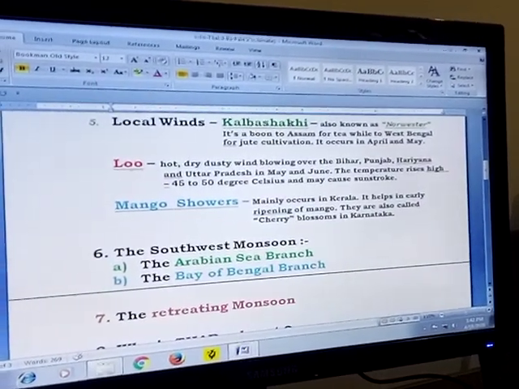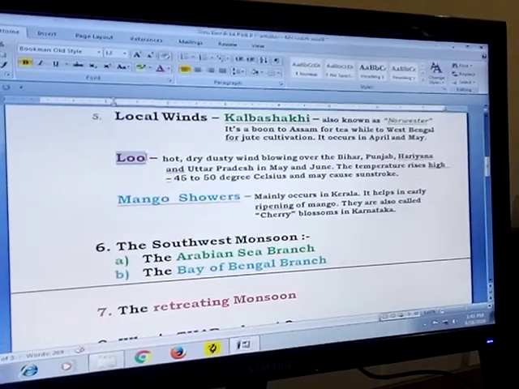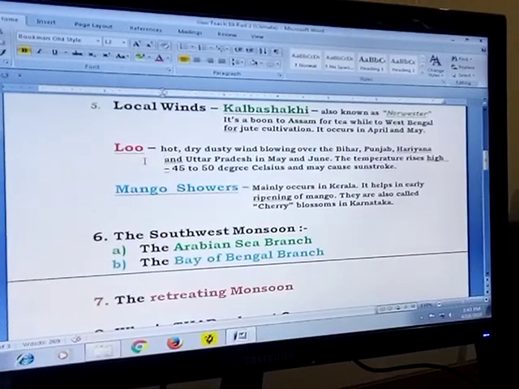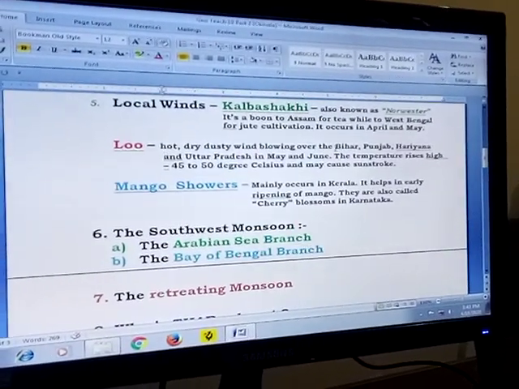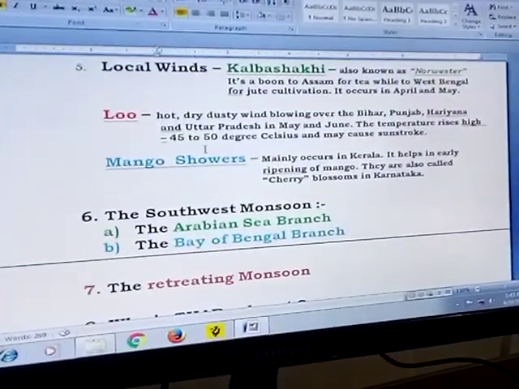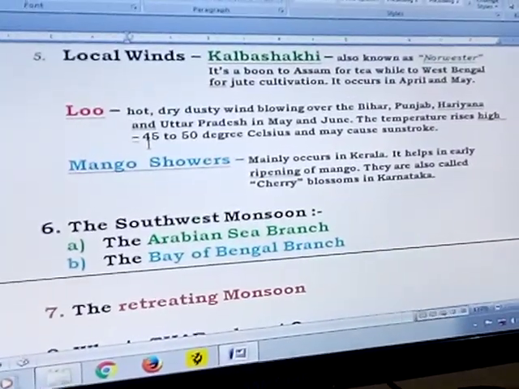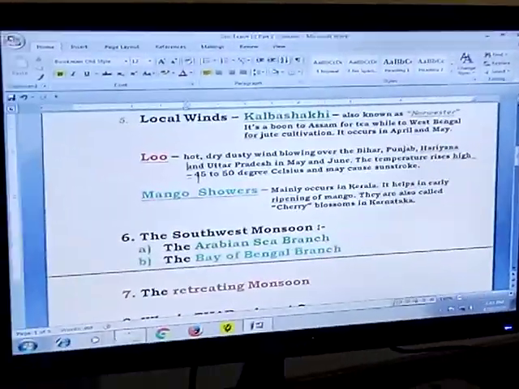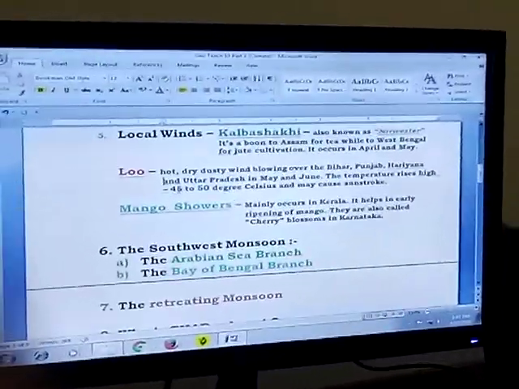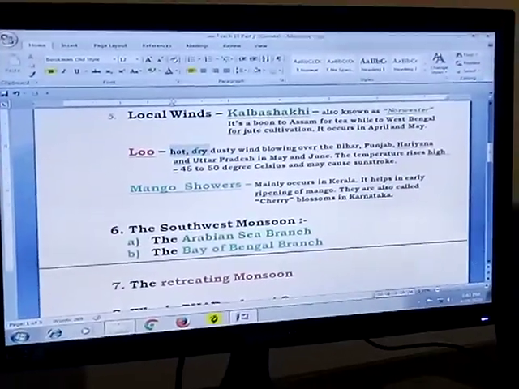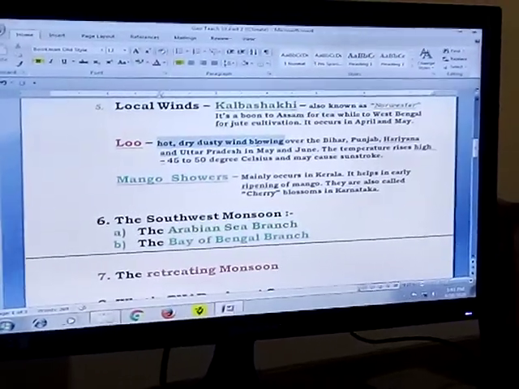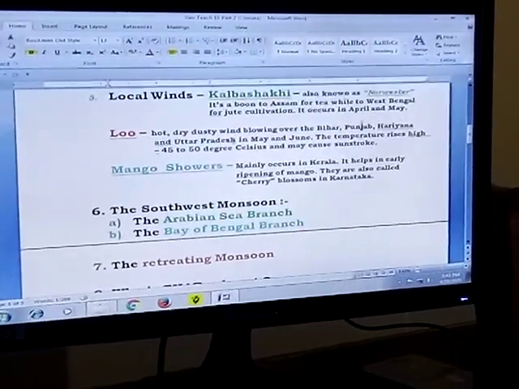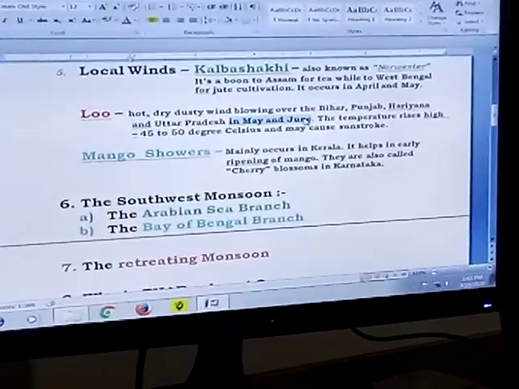Whatever. Secondly, we have the Loo. Remember, Nobilians, we are in Dhanbad and we were, once upon a time, part of Bihar. So remember this Loo, we know what it is. If the school was open, you would have known that in April, May, we have the Loo. And what is Loo? Loo is a hot, dry, dusty wind blowing over Bihar, Punjab, Haryana and Uttar Pradesh in the months of May and June.